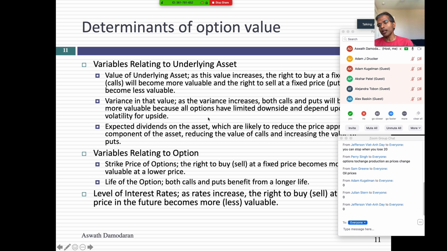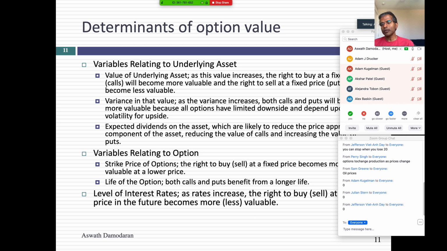3 relate to the underlying asset. As the value of an underlying asset goes up and down, the value of options will go up and down as well, depending on what type of option you have. With a call option, you get the right to buy the asset at a fixed price, right? So if the value of the underlying asset goes up, call options become more valuable and put options become less valuable. That's the first variable. As the value of the underlying asset goes up and down, call options and put options will be affected.